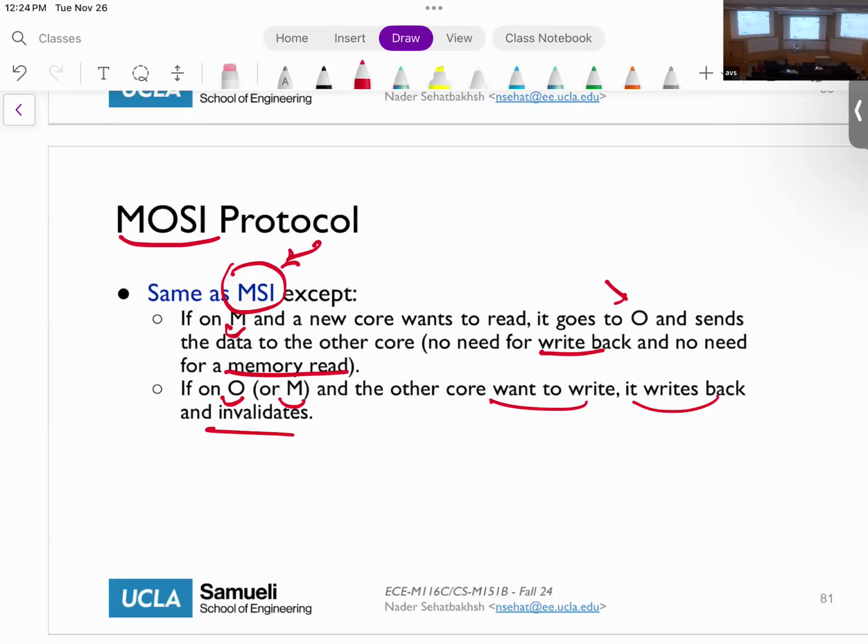The question is, if you are in M and the other core is in I, if it wants to read, what happens? So this one goes to O and this one goes to S because it has the clean copy. From their perspective, they have the clean. There's only one core that can go to O. You cannot have multiple O's.